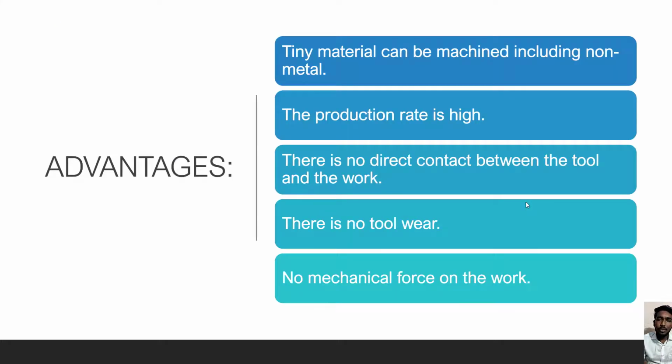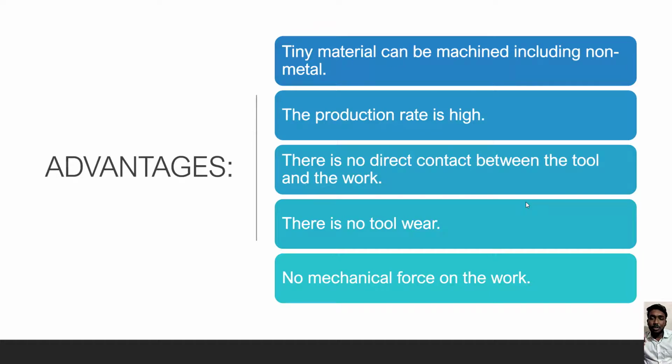Now on to the advantages. Tiny amounts of material can be removed with the help of laser beam technology. It also works on non-metallic materials. There is no tool wear in this process, and there is no physical contact between the machining tool and the machined product. It happens only through lasers. Nothing is required for holding, and there is no mechanical work carried out here.